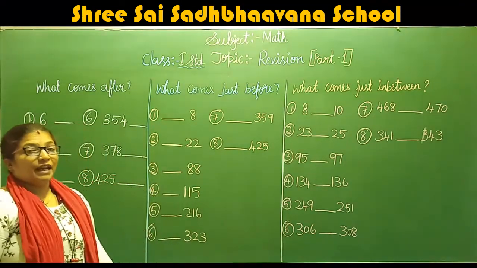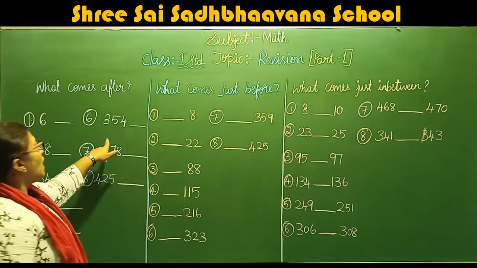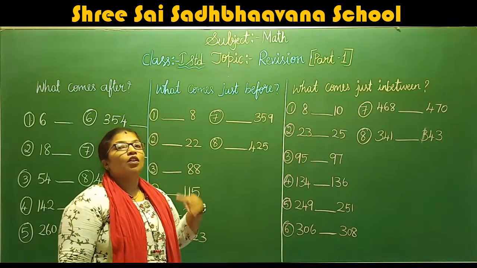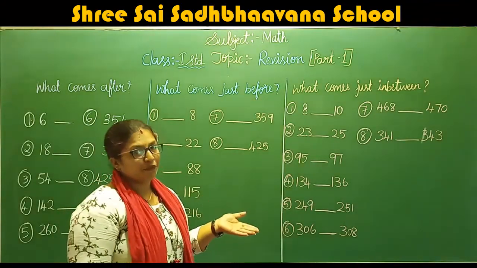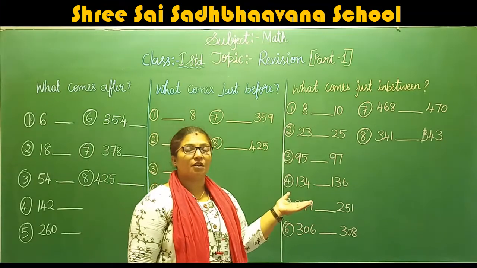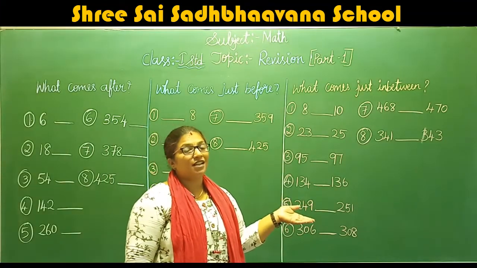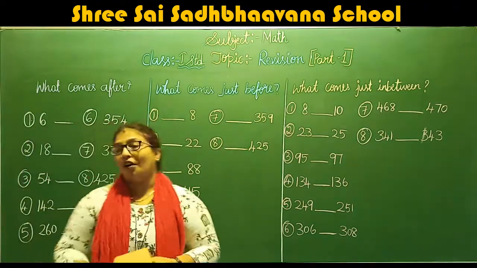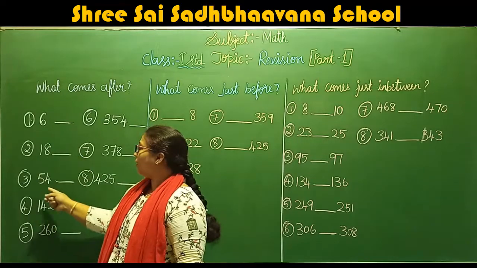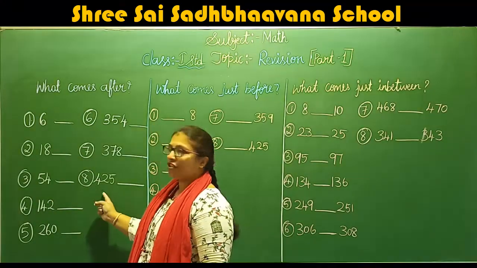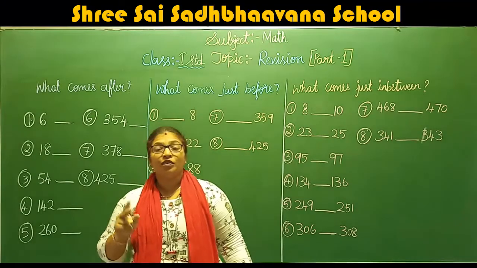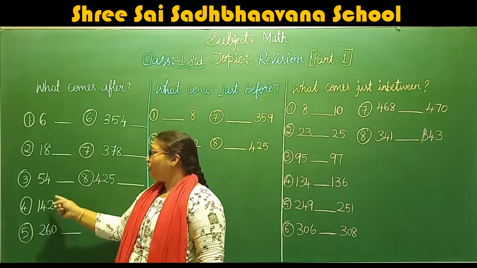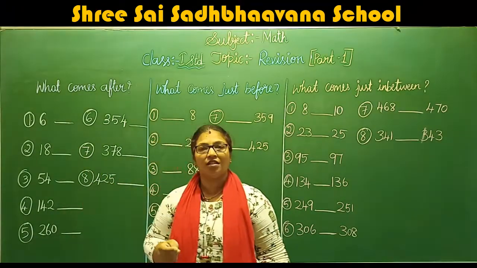Children, next we are learning after numbers, before numbers and in between numbers. How to write the after number, the before number, and the in-between number. We are revising this and recalling it once again. I gave you 3 types of examples here: 1-digit numbers, 2-digit numbers, and 3-digit numbers.